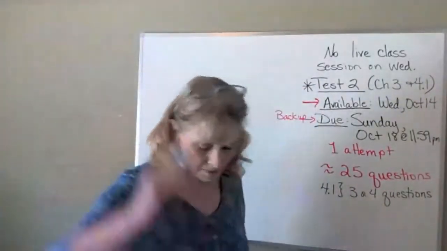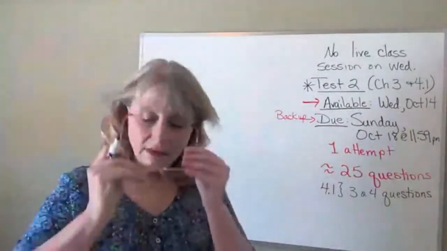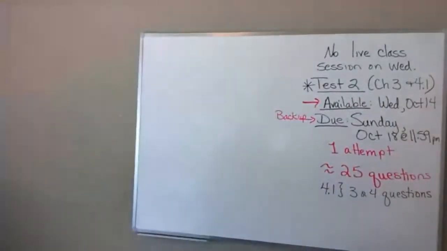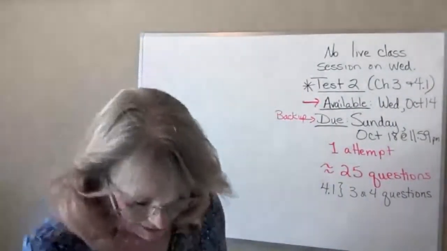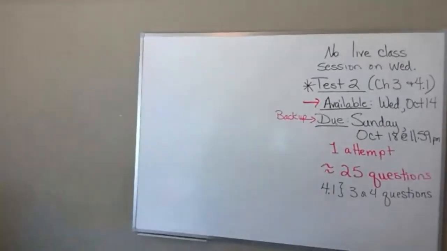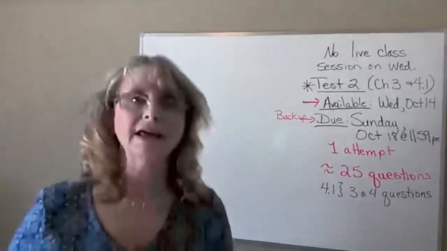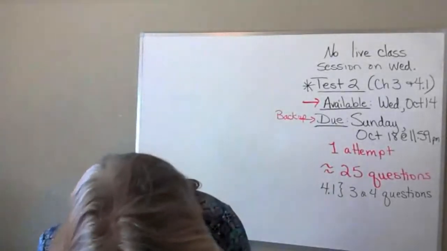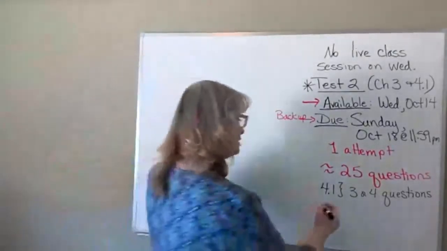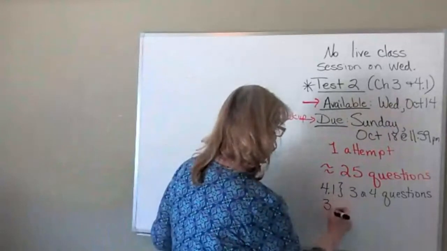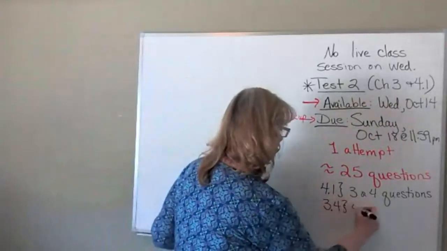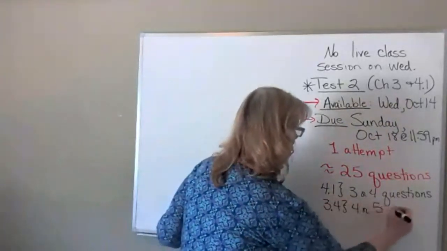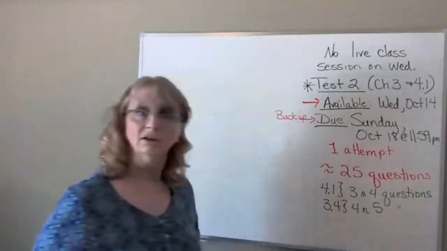And then from chapter 3, the last section of chapter 3, remember, was probability and counting. And that had to do with permutations and combinations and using the counting rule. And there's about, I would say, 4 or 5 questions from that section. That's 3.4. There's 4 or 5 questions from that section.